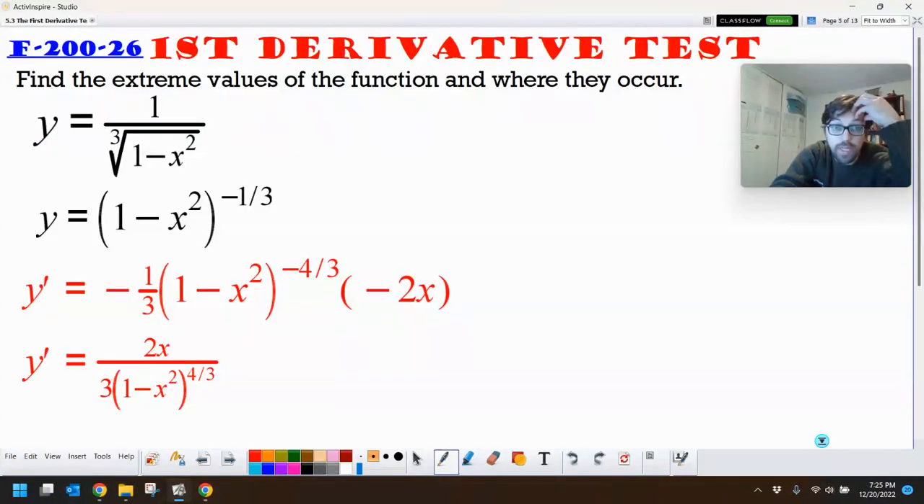In this example, we're again looking for those extreme values. I've rewritten the problem a little bit here, and then I found the derivative using the chain rule, and then kind of cleaned up the problem a little bit, because that's not what this video is about. It's about finding these extreme values.